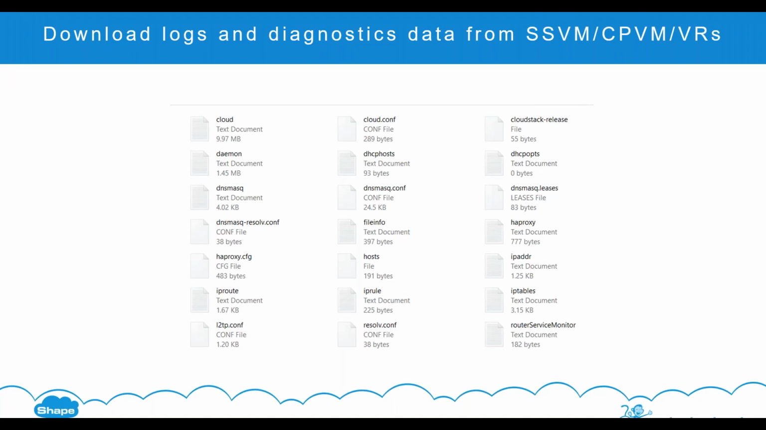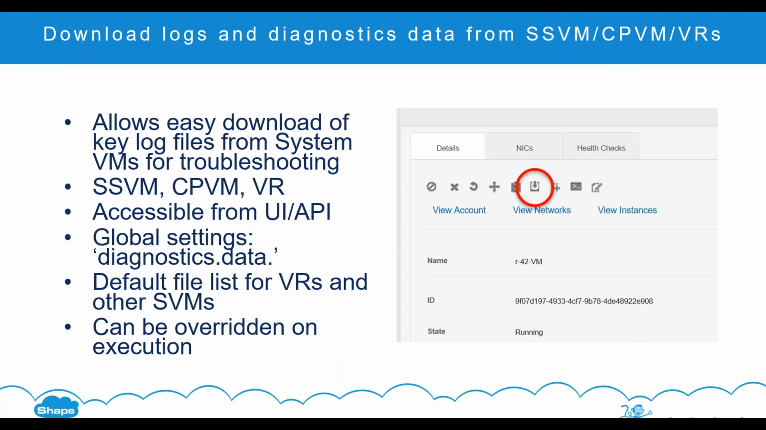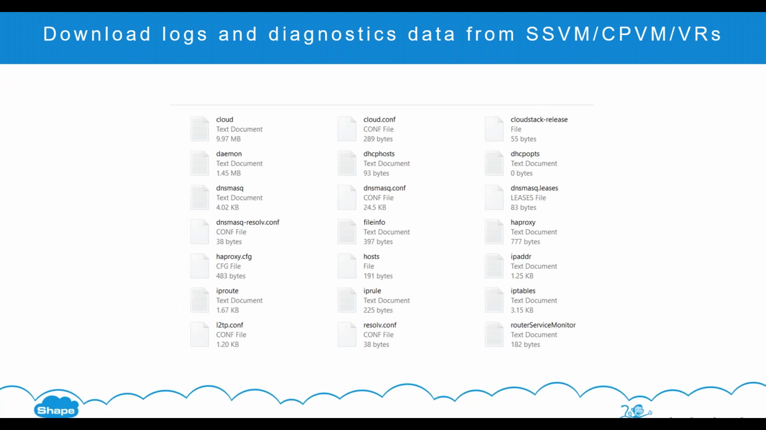There's the default list, but I haven't got it. Yeah, diagnostics, data, global setting. You can change that list, right? You can get whatever files you want from that virtual router. So it's just a very good time saver in terms of needing to do any troubleshooting around IP tables, HA proxy, or anything like that.